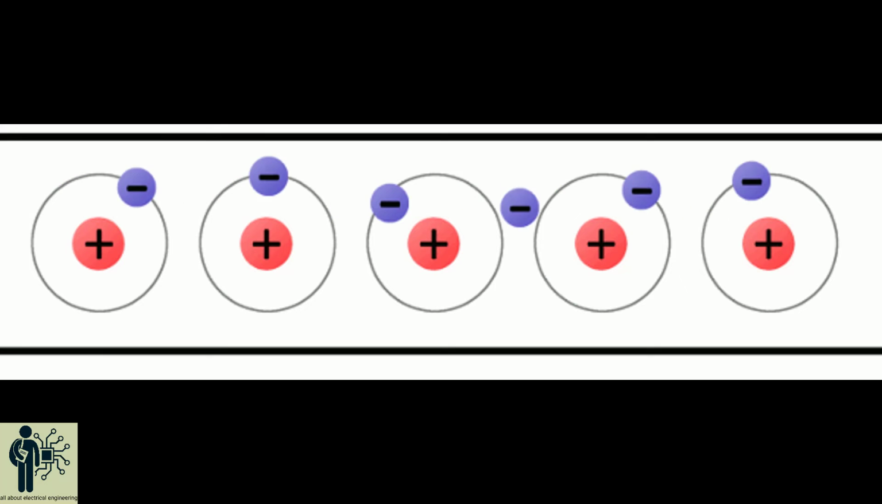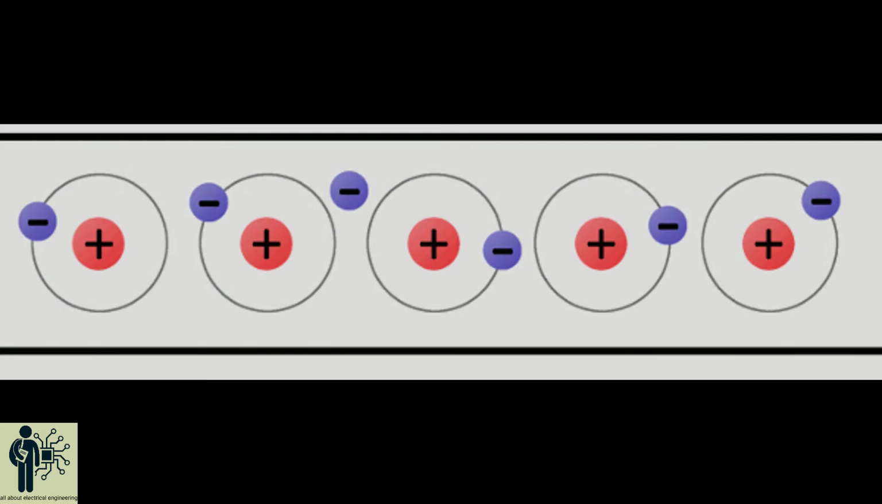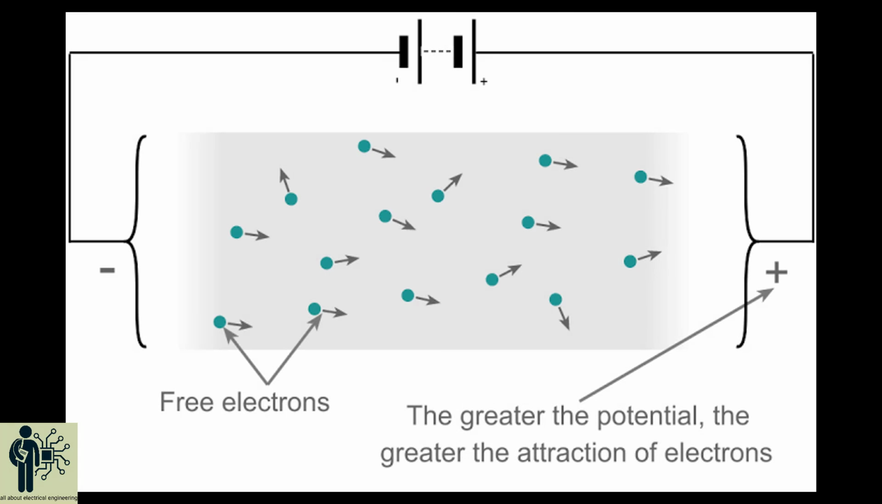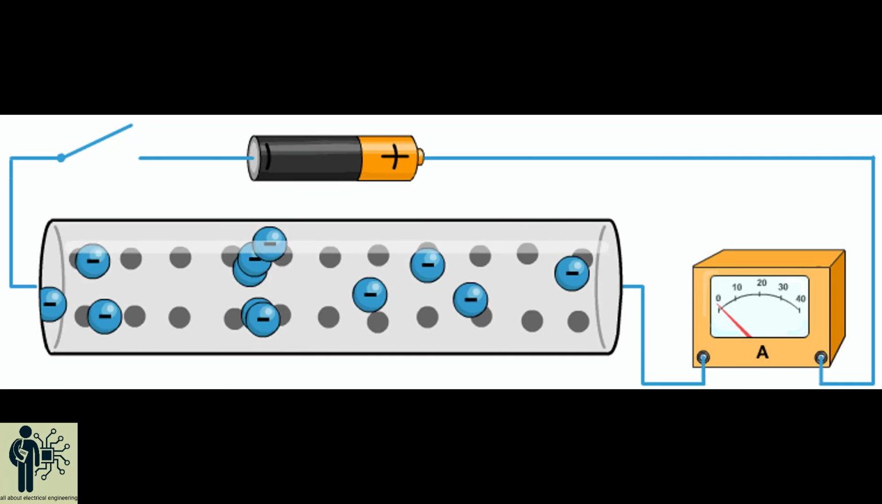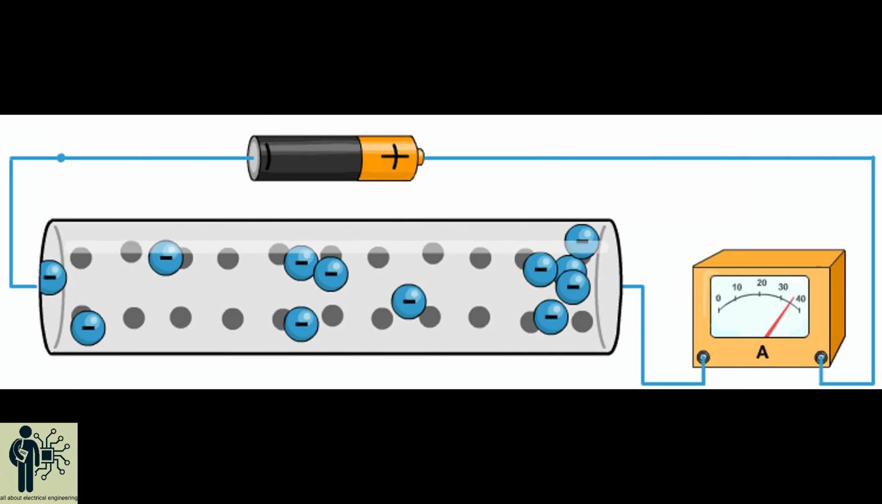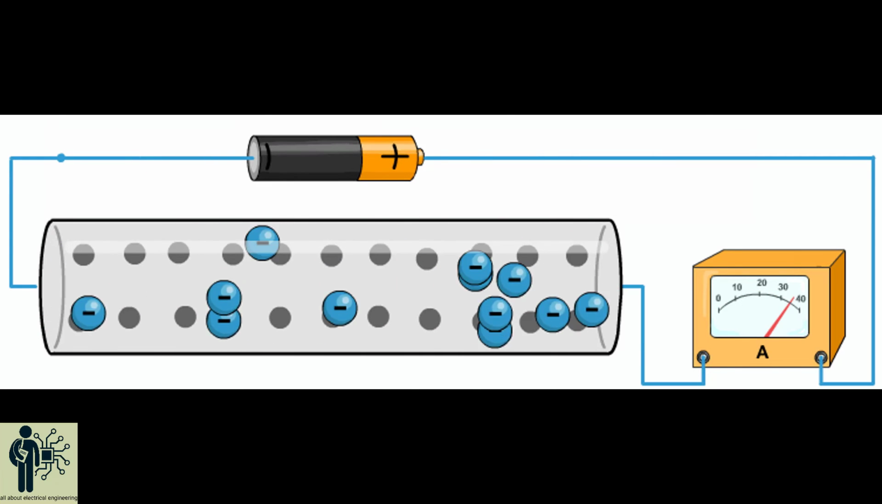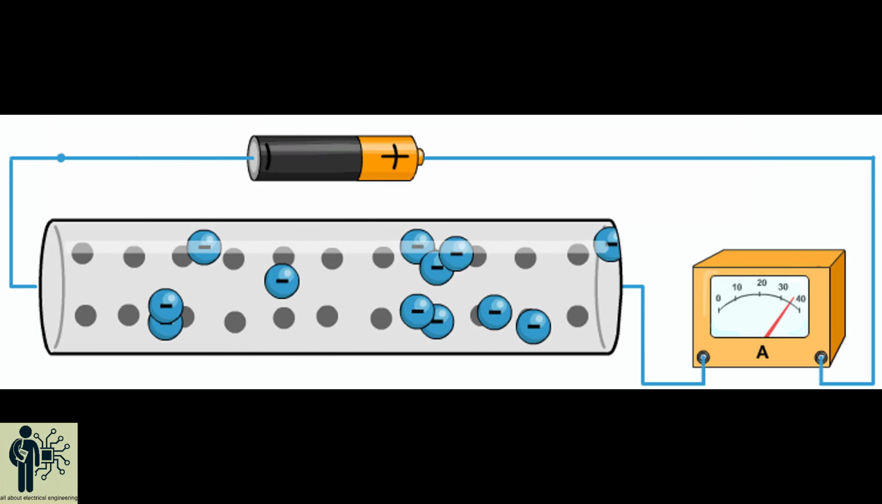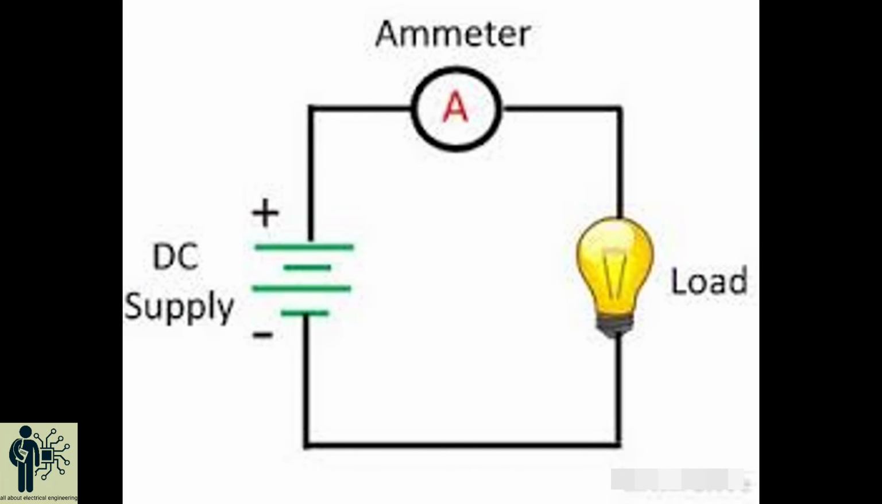1 ampere of current is said to flow through a wire if at any cross section 1 coulomb of charge is flowing in 1 second. Please note that if we measure the current in any circuit, we connect an ammeter in series with the load. I hope you understand what is current.